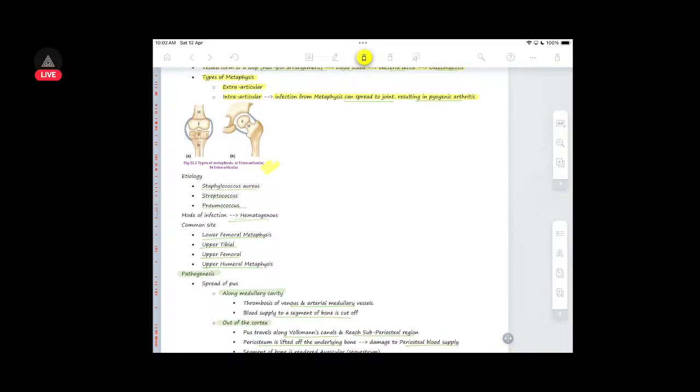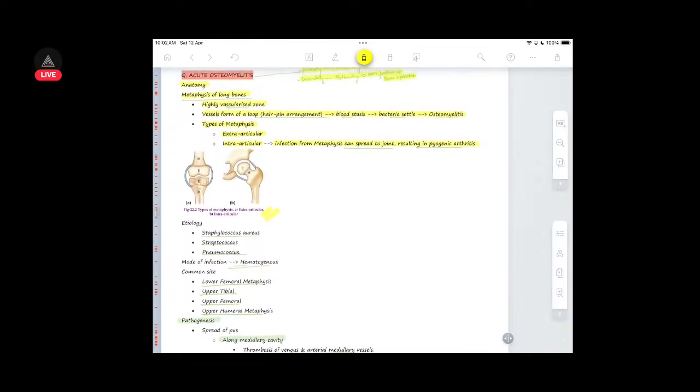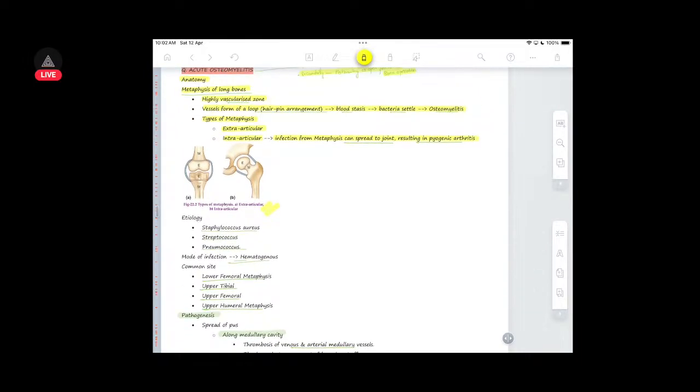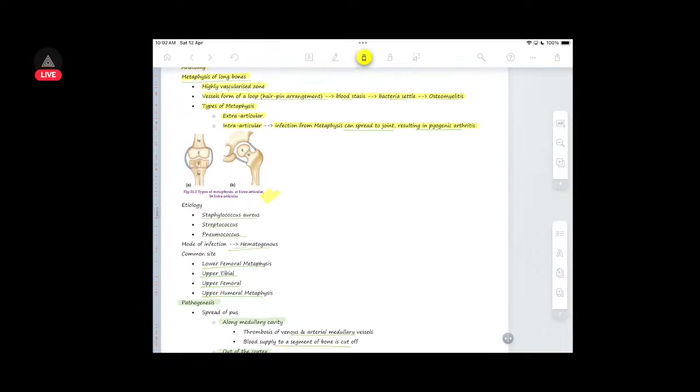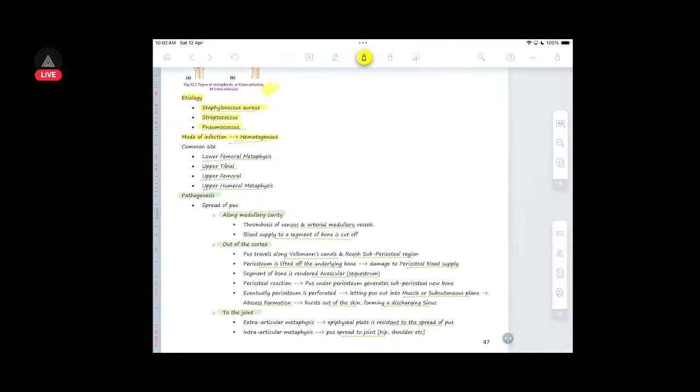So because the femur is an intra-articular joint, in cases of infection of those types, it will spread to the joint, causing arthritis also. So hairpin arrangement is there, blood stasis will occur, bacteria will settle, and osteomyelitis can occur. So etiologically it can be staphylococcus aureus, streptococcus, or pneumococcus. So mode of infection is hematogenous. The common site is the lower femoral metaphysis, upper tibial, upper femoral, and upper humeral metaphysis.